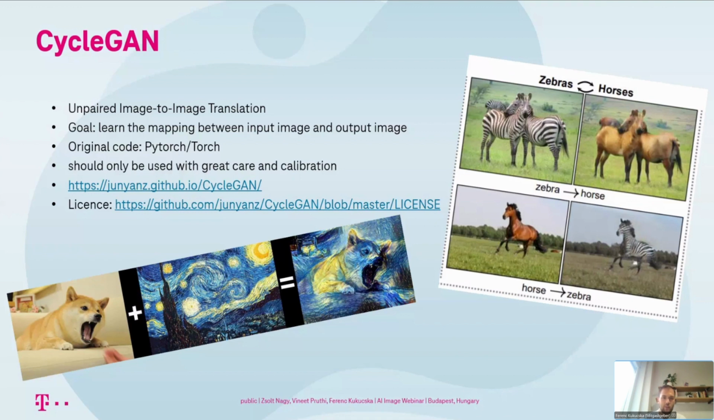Because how cool would it be if you take a photo and convert it into the style of Van Gogh or Picasso. That is what's happening in the bottom left picture. You can see this starry dog in there as well.